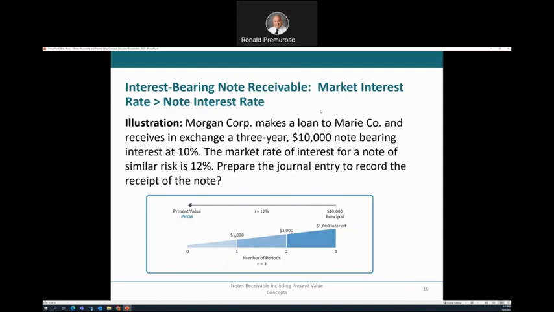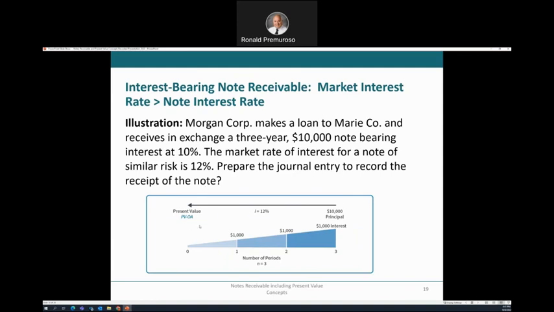So remember slide 9, right? When we said there's a difference between the stated rate and the market rate, is this note going to be issued at a discount or a premium? Why don't you look back at this time at slide 9, okay? You can see the chart on slide 19, what's happening in this situation between Morgan and Marie.